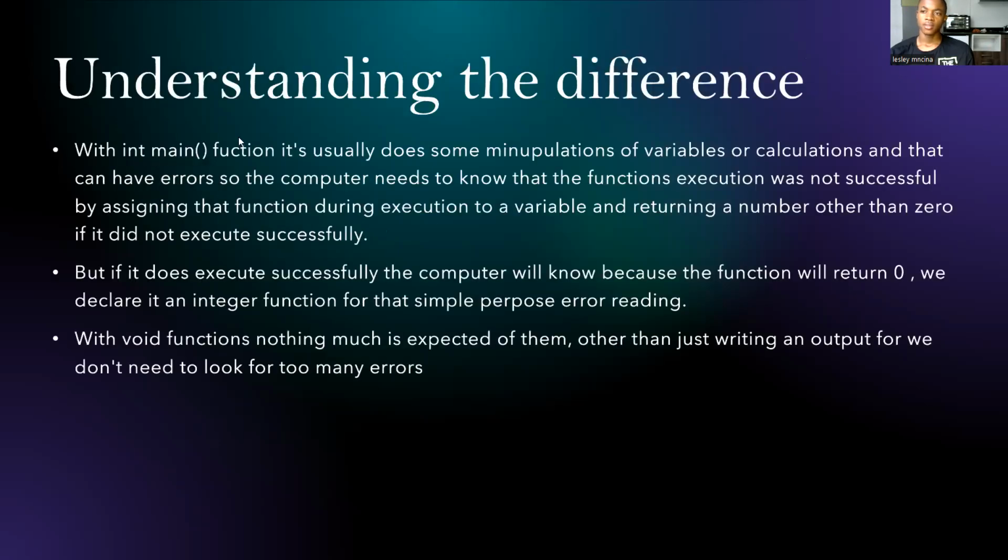And then understanding the difference. An int main function usually does some manipulations of variables or calculations. Okay, that's the int function. It's an integer function, so it does some sort of manipulation of variables or calculation that can have errors, because when you're calculating something or doing some sort of manipulation, you can have an error there.